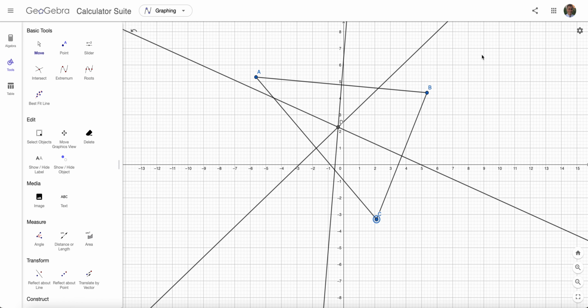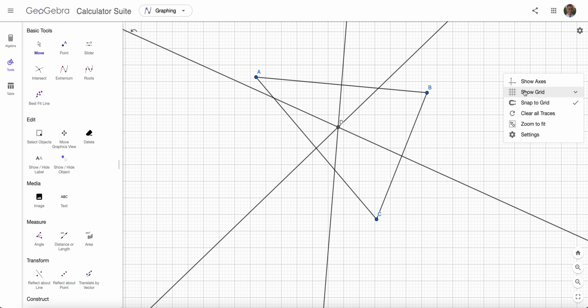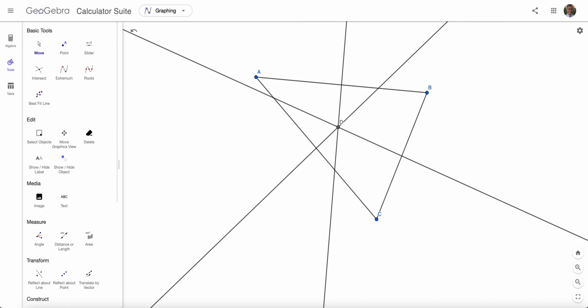I'm going to get rid of a little bit of the clutter here by right-clicking and removing my X and Y axis. And I'm also going to remove my grid, just to give a little bit more of a clean view.